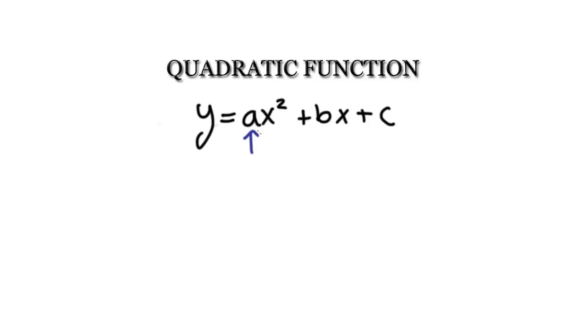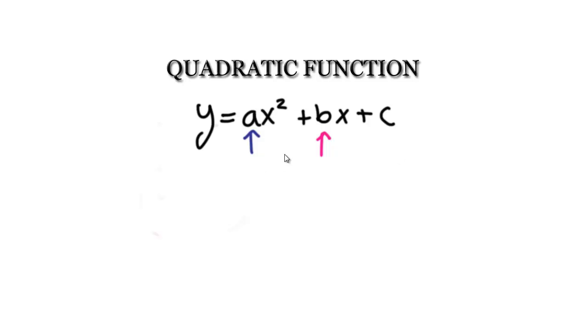Hi everyone, for this lesson I'll show you the properties of a quadratic function. A quadratic function is in the form of y equals ax squared plus bx plus c. And a is the coefficient of x squared. It could be positive or negative. b is the coefficient for x and c is the constant.